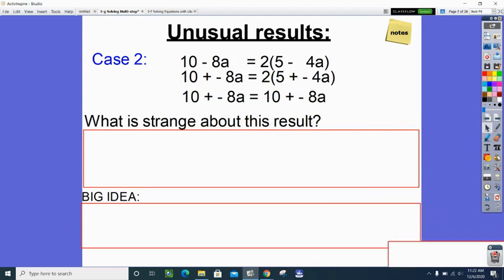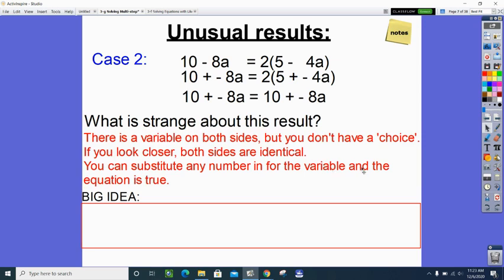Look at the left and look at the right. They're identical. Exactly the same. So basically, if you look here, you're going to take a number, multiply it by negative 8 and add 10, and it equals the same number times negative 8 plus 10. I mean, what is unusual about this result? There's a variable on both sides, but again, you don't have a choice, right? Your only choice would be to add 8a. Both sides are identical.